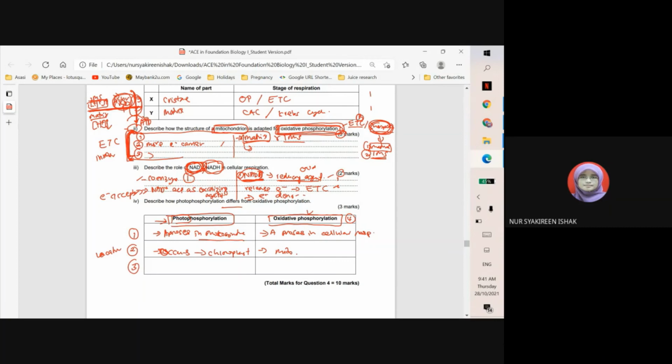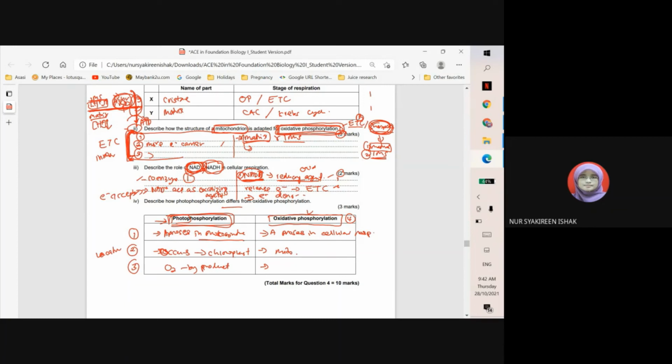For the third difference that you can include, kalau photophosphorylation, the byproduct produced during photophosphorylation is oxygen. Okay, oxygen released as byproduct. Okay, as for the oxidative phosphorylation, apa yang terhasil as byproduct? Last kali tu. Apa yang terhasil? ATP.